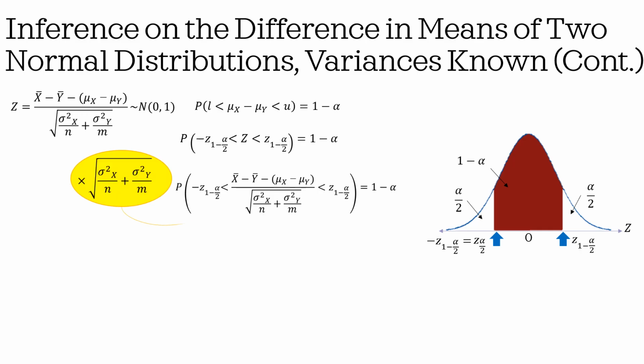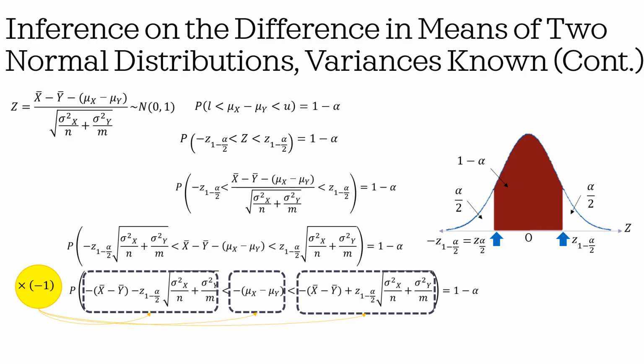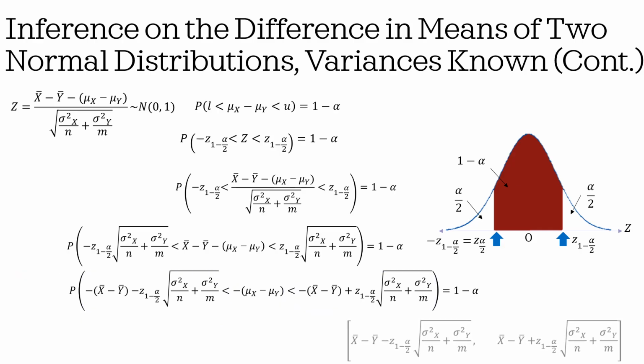Next, we multiply all sides with square root of sigma square of x over n plus sigma square of y over m to remove the denominator, subtract x bar minus y bar and multiply all sides by a negative 1. Doing these actions helps us to define the lower and upper bounds around the difference in population means.